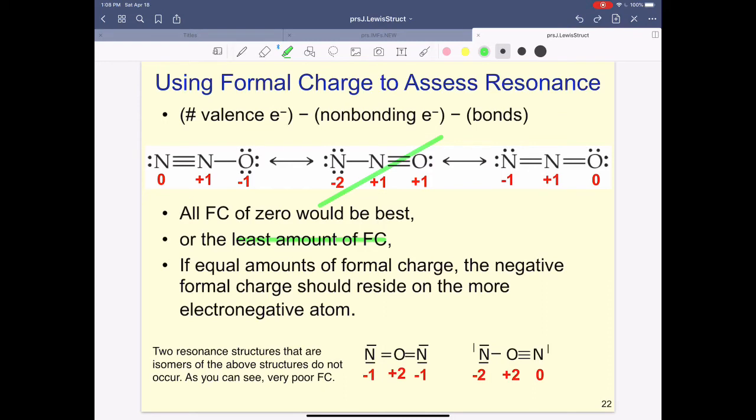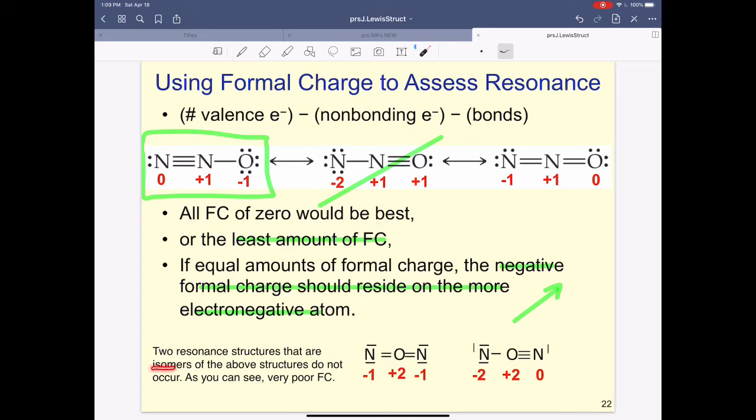If equal amounts of formal charge, the negative formal charge should reside on the more electronegative atom. Since electronegativity increases up and to the right, oxygen is a more electronegative atom, making this structure the major contributing structure to N2O. And in fact, bond length studies have shown a triple bond and a single bond length in this molecule.